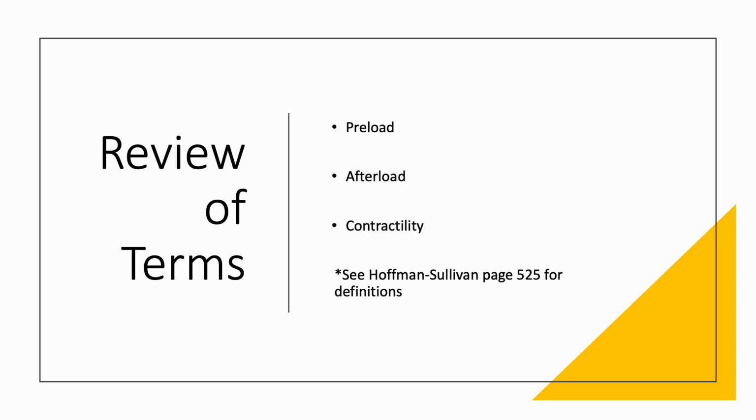Preload refers to the initial stretching of the cardiac muscle fibers as the ventricles fill with blood. It is influenced by the volume of blood returning to the heart, or the venous return, and affects the heart's ability to pump effectively. Afterload is the resistance the heart must overcome to eject blood from the ventricles. It's largely determined by vascular resistance, especially in the arteries, and influences how hard the heart must work to circulate blood.